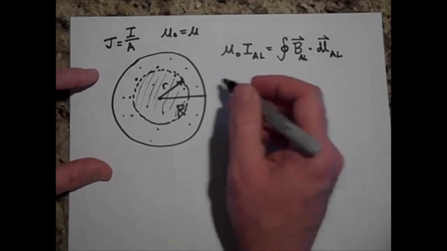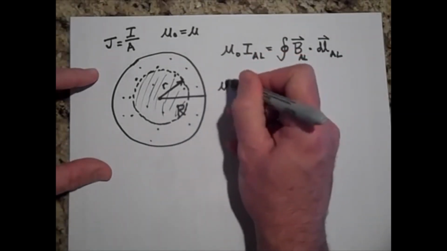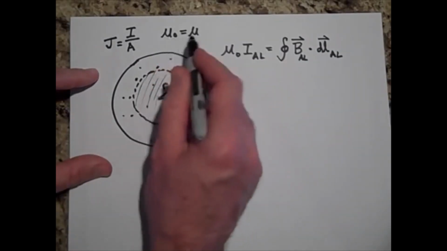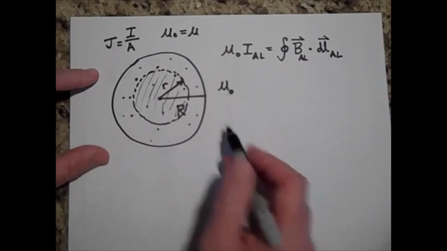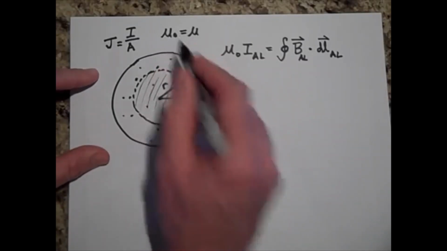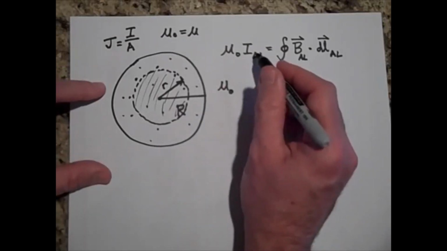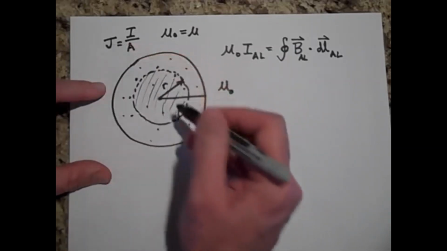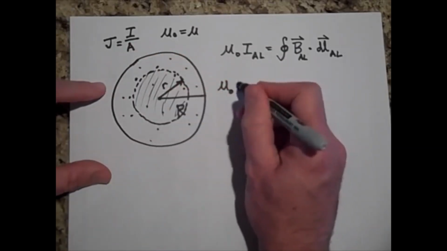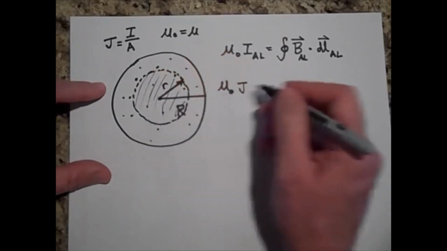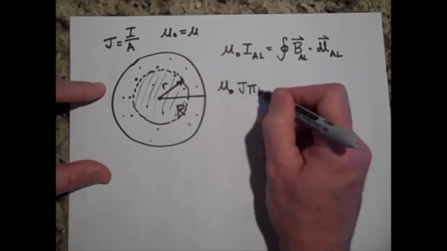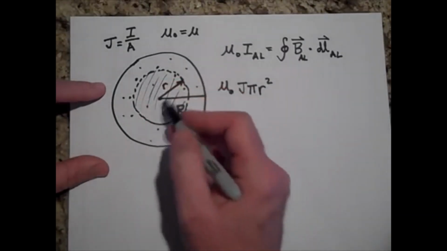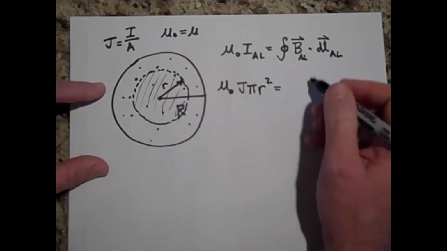And so I'm going to say that starting here, mu naught. Of course, if it's not mu naught, I might have to use whatever the mu is, but I'm going to just call it mu naught for right now, because the mu in there is equal to mu naught. And then the I through the Amperian loop is going to be just J times this area, so pi times little r squared. You see how that gives me the I through the Amperian loop? That's equal to B dot dl.